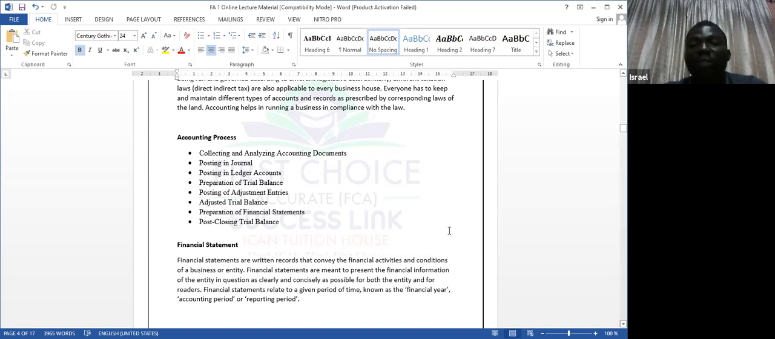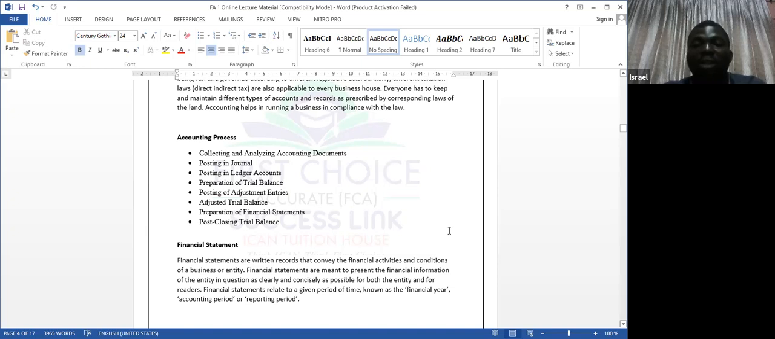And that 12 months of the financial statement that we prepare, we have a name that we call it. We call it either financial year, accounting year, or reporting year. So anytime you hear the word financial year, you're talking about the months that you have chosen to capture your financial transactions.